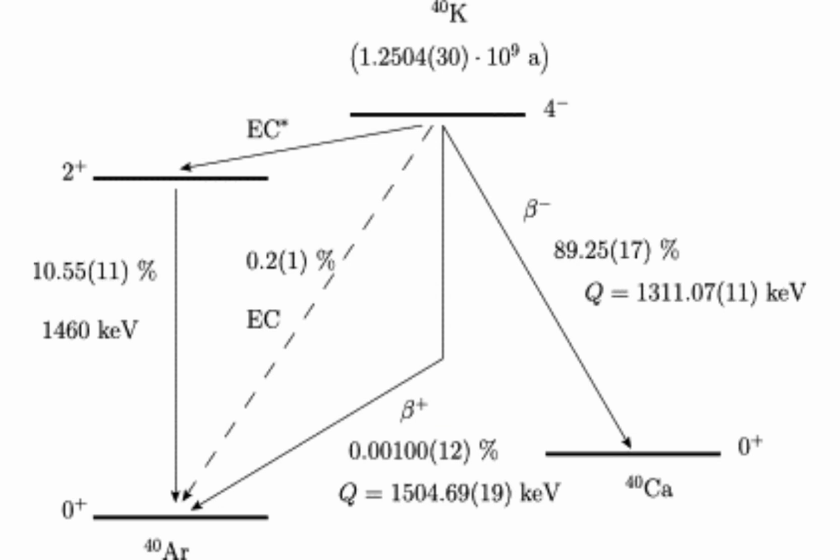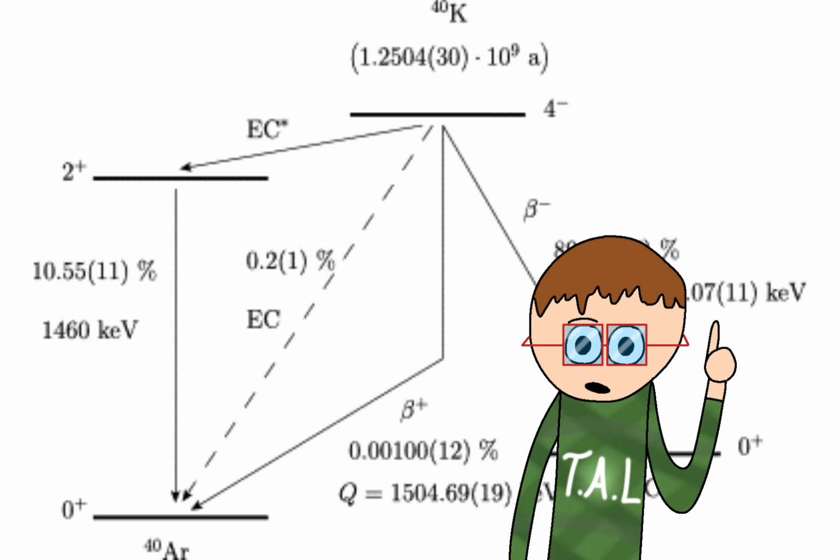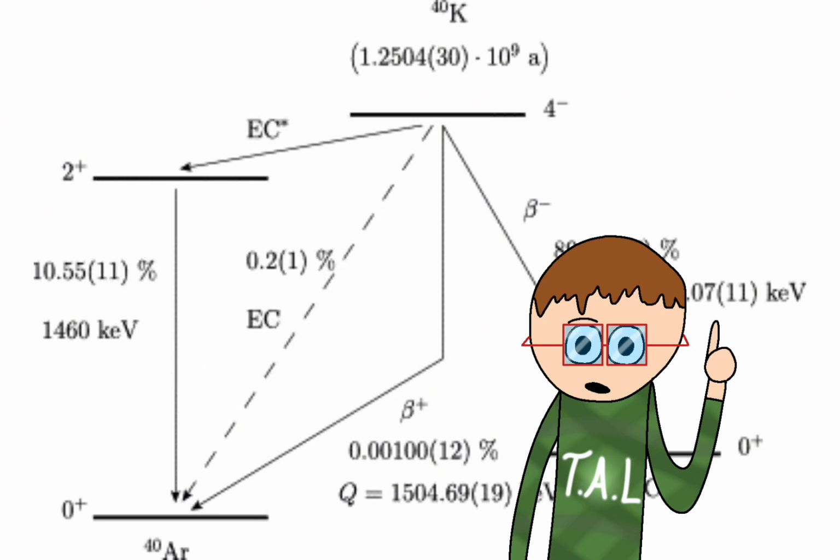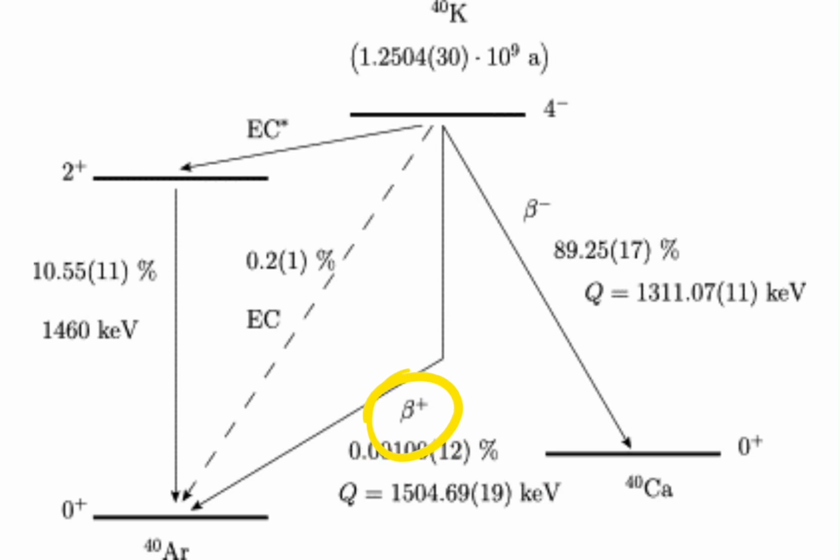Some, but not all atoms of potassium-40 will decay via beta plus decay. Alongside the byproduct of argon-40, this beta plus decay also produces 2 other things, an anti-electron, which we call a positron, and an electron neutrino. But this positron is what we're interested in, because it's antimatter.